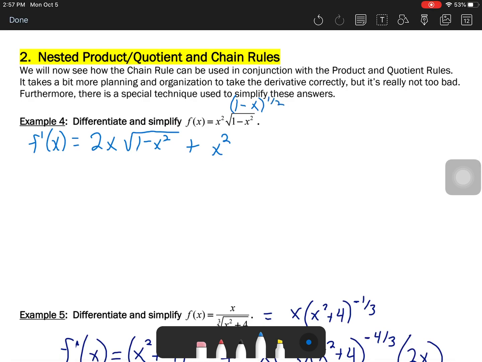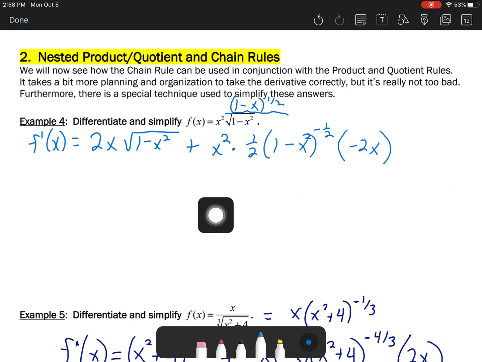So the first times the derivative of the second, so I'm going to bring that 1/2 down, so I'm doing the derivative of this thing right here. So I'd have times 1/2, and then 1 minus x squared. Now that's going to be to the negative 1/2 power, right? And then I have to do the derivative of the 1 minus x squared and multiply by that, which is just going to be negative 2x. Okay, so derivative of the first times the second, that was easy. But then when I did the first times the derivative of the second piece, it involved this chain rule here.